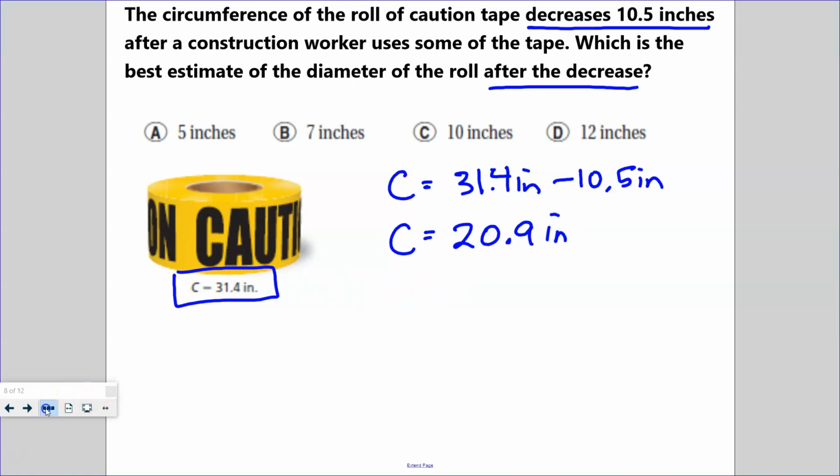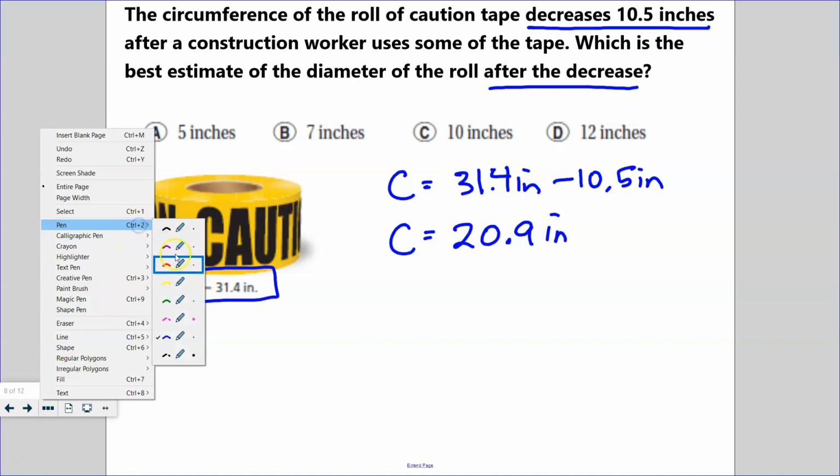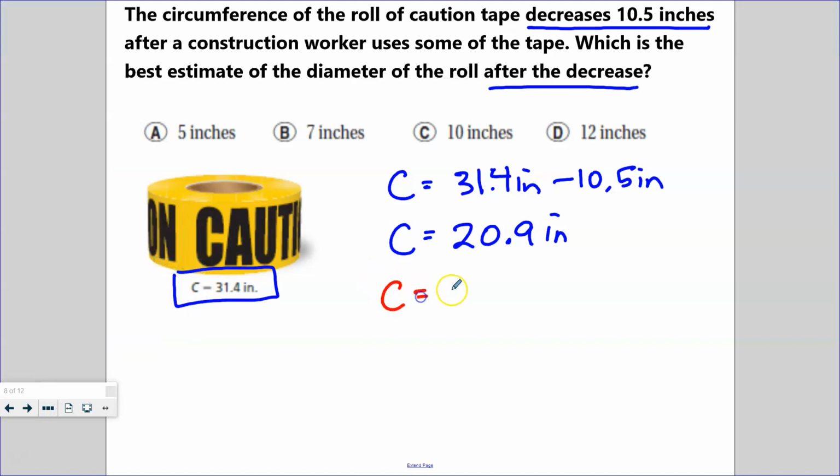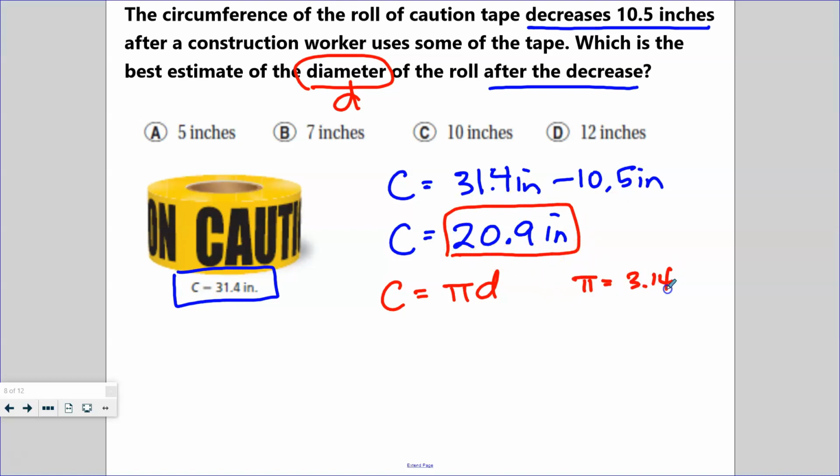Okay, so now we'll use the formula that we know and trust. Circumference equals pi times diameter, because that's what it's asking for. We need to find d. Okay, and so we know some of these pieces now. We know that this is c, and we know that pi equals 3.14. So we say 20.9 equals 3.14 times diameter. And look at that, a one-step equation.